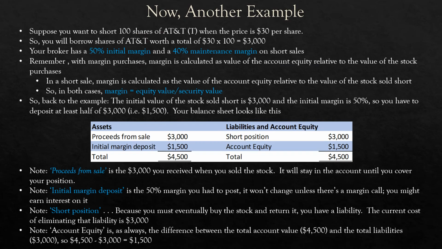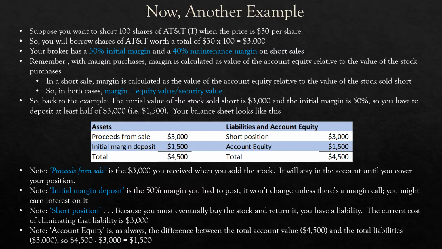So now another example. This is not a real case, but some real numbers, I suppose. Suppose you want to short 100 shares of AT&T, ticker symbol T, when the price is $30 per share. So you're betting, if you will, that AT&T is going to go down. So you're going to borrow shares of AT&T worth a total of $30 times the 100 shares, which is $3,000. Your broker has a 50% initial margin and a 40% maintenance margin on short sales.